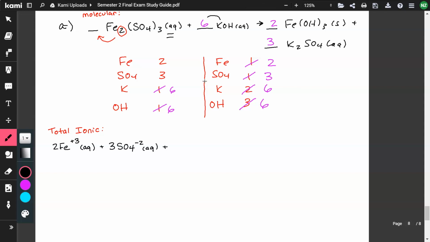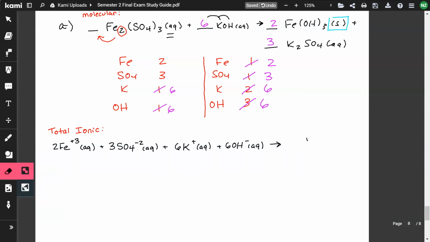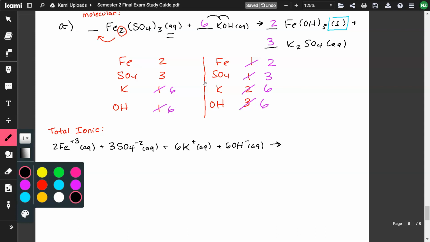The 6 is going to distribute to both pieces, so we'll have 6 potassiums. We'll have 6 hydroxides. And then on the other side, we'll have 2 irons. Oh, wait a minute. Oh, I just made a rookie mistake. So, if you have something that's a solid, we do not split it up into its ions. That's only for aqueous. I believe I said that, but let's go ahead and rewrite this.